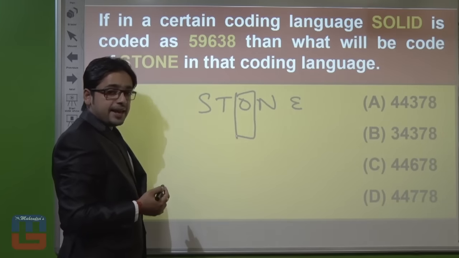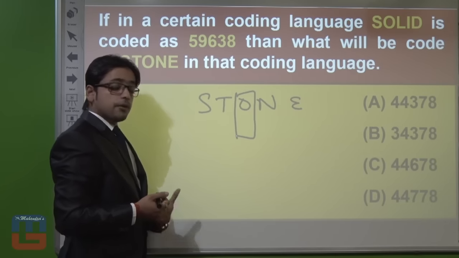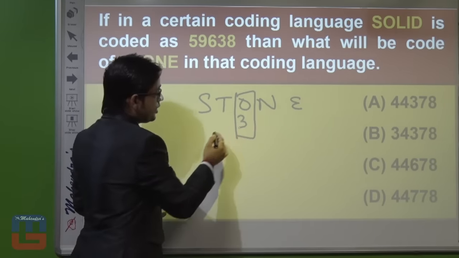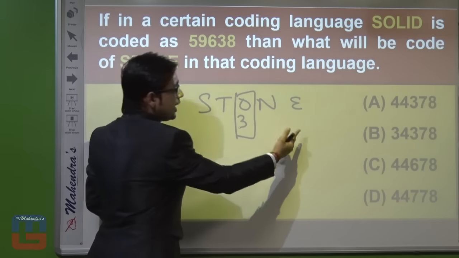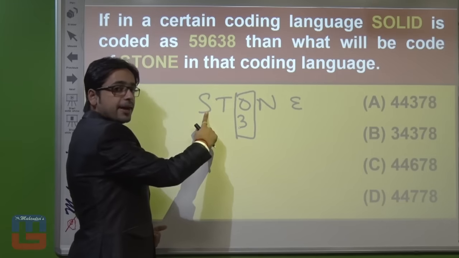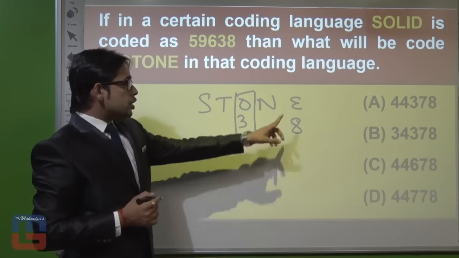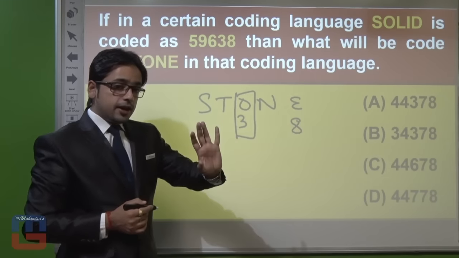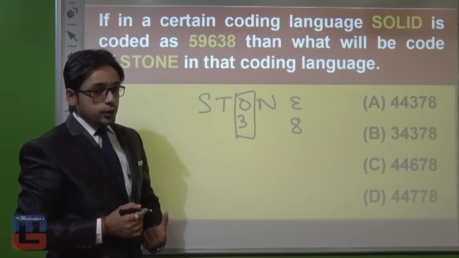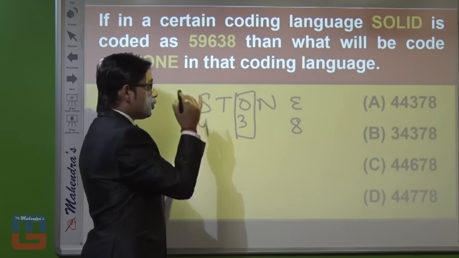Opposite of O is L and the place value of L is 12. 1 plus 2 is 3. First should be last. Opposite of S will be H and the place value of H is 8. Opposite of E will be V and the place value of V is 22. 2 plus 2, we will get 4.